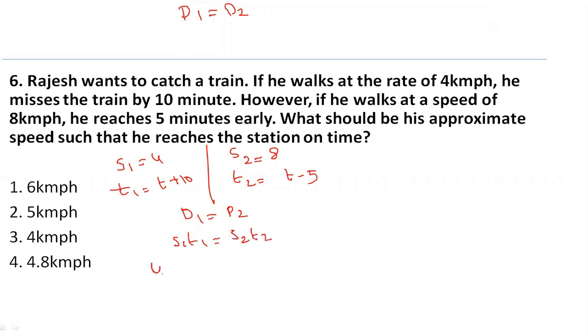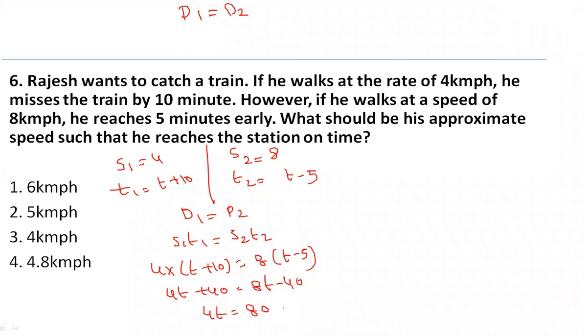S1 is 4 and T1 is nothing but T plus 10. Next, S2 is 8 and T2 is nothing but T minus 5. So let's calculate this. 4T plus 40 is equal to 8T minus 40. If you rearrange, 80 minus 40 means 40 equal to 4T, that implies T is equal to 20. What is this 20? 20 minutes. Don't forget. T is equal to 20 minutes.